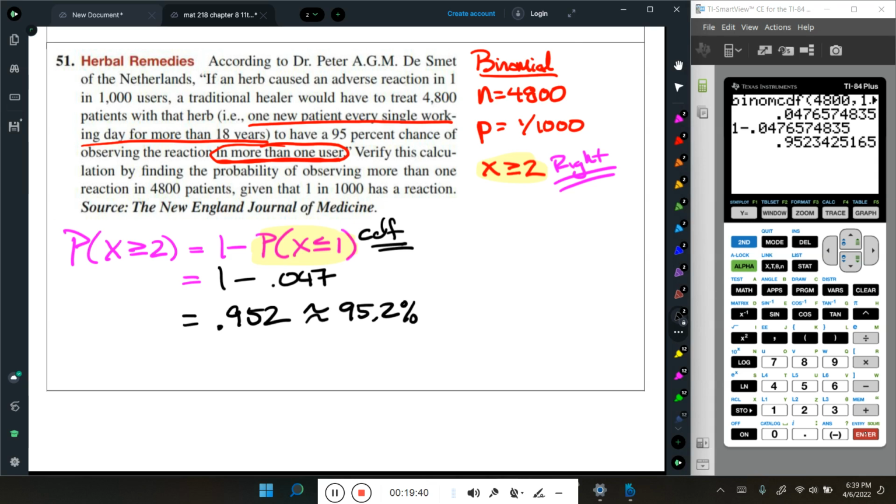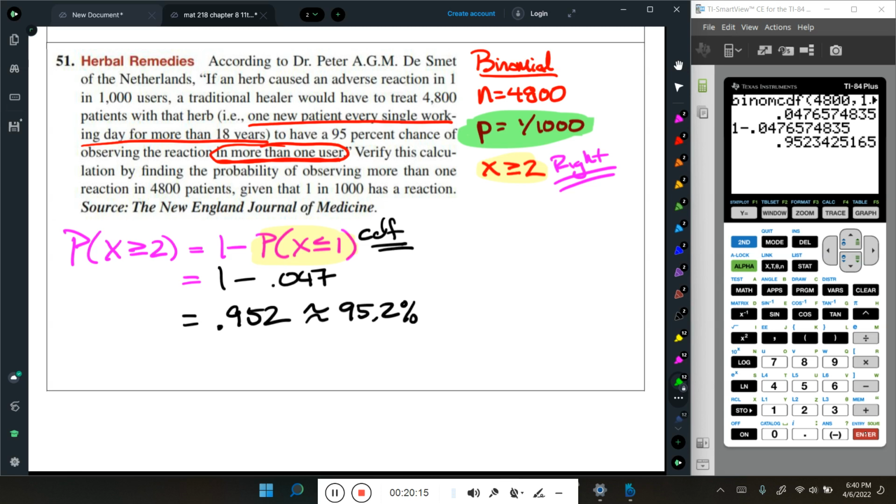So what does this mean? Well, what does it say? It said that we're giving an herb, a medicine of some sort, and it has a chance of having an adverse reaction of 1 out of 1,000. It would take me 4,800 times giving people that drug before I would be mathematically certain with a 95% chance to see 2 or more adverse reactions.